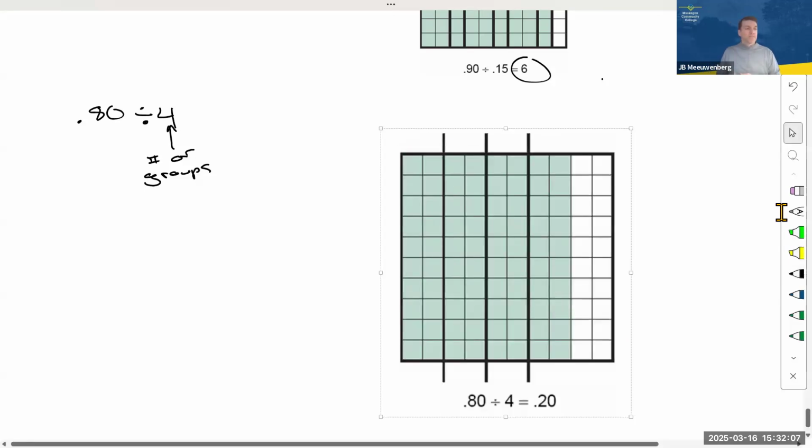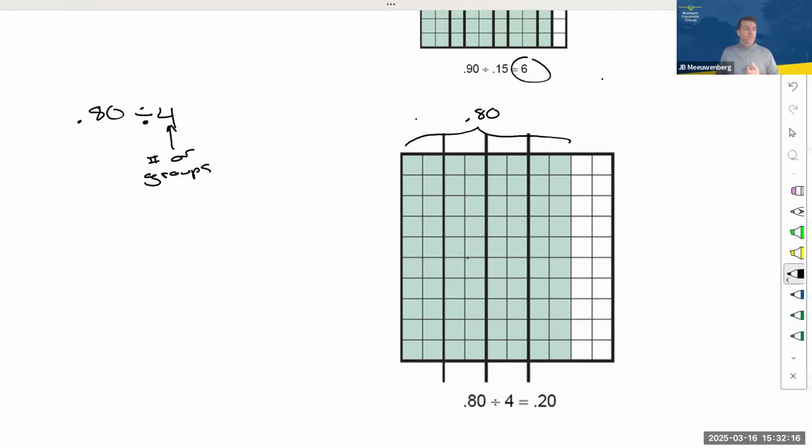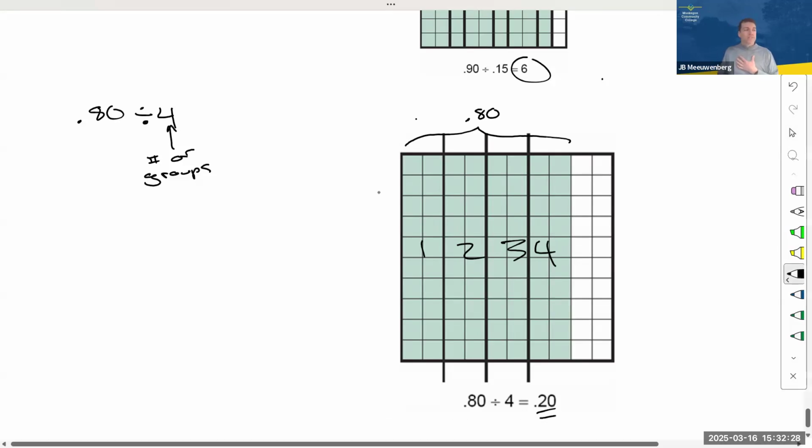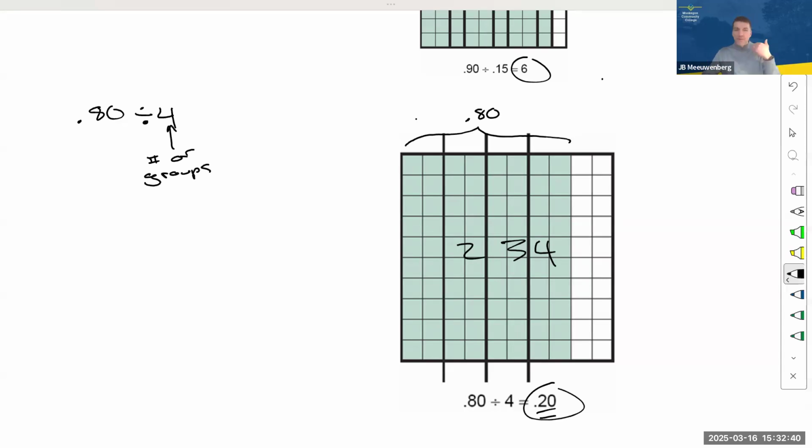If we start with 80 hundredths, or again, 8/10, and we segment it off into 4 equal groups, 1, 2, 3, 4, we're then examining how many are in each group. And as you can see, each group is going to have 20 hundredths. Each one of those is going to have 20 hundredths in it. So there's the idea of the sharing concept. Those are 2 different ways we can think about division conceptually. Let's move on now and examine the paper and pencil algorithm for division.